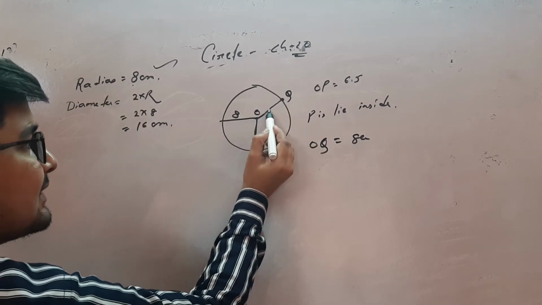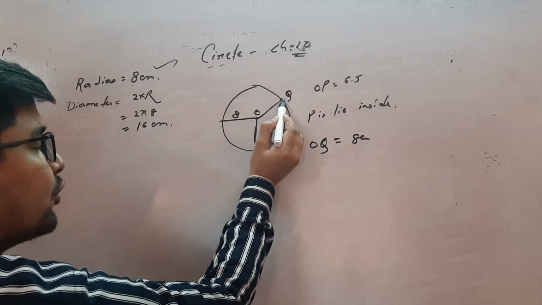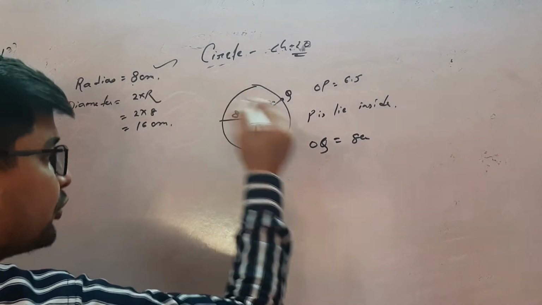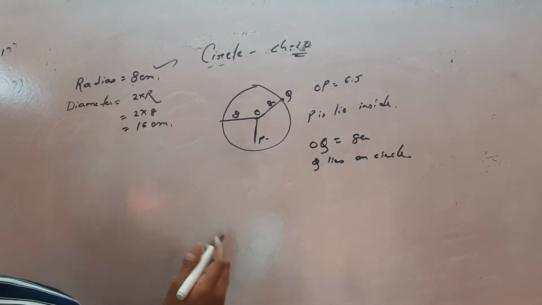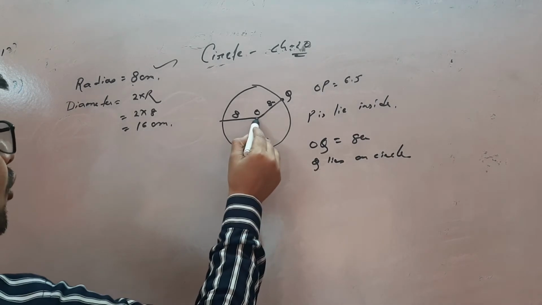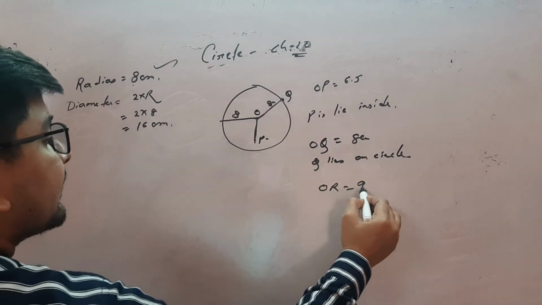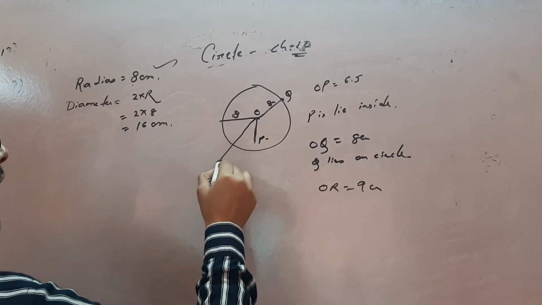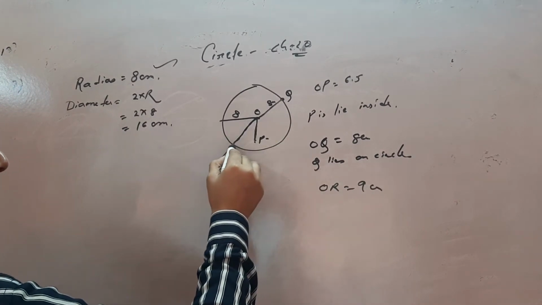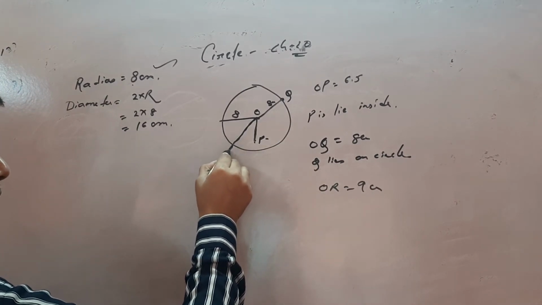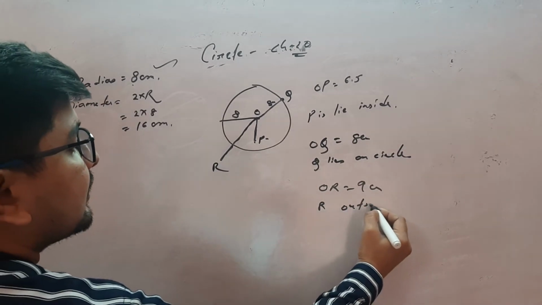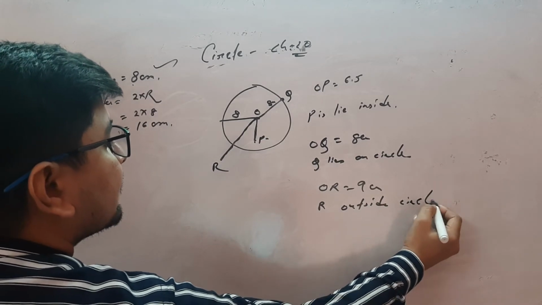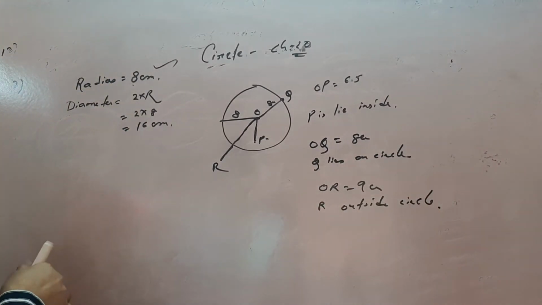Because we know that the radius is 8 centimeter. So from O to Q is here. So this is 8 centimeter. So Q lies on the circle. Then OR. OR is given as 9 centimeter. That means this is outside the circle, because up to this one is 8 and for 9 we cross the line, and this is OR 9 centimeter, that is R outside the circle. R lies outside the circle. Okay, clear? Question number 2 is done. Note it down.